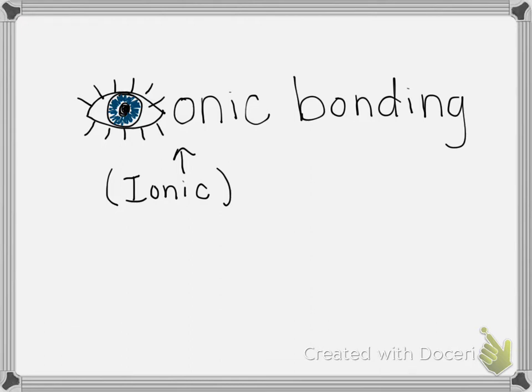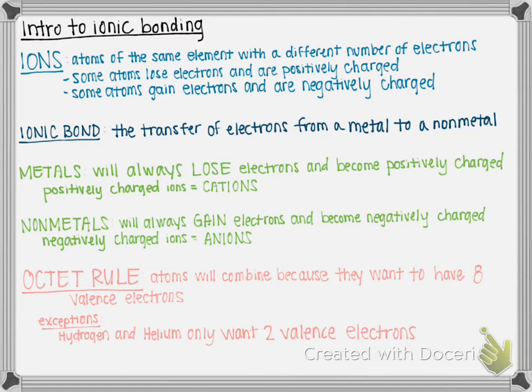Alright, this is going to be on ionic bonding, and there are a handful of definitions that you need to get down first. So first of all, an ion. Ions are atoms of the same element with a different number of electrons. We've talked about isotopes, which are atoms of the same element with a different number of neutrons. Now we're dealing with ions, so we're talking about a different number of electrons. Some atoms lose electrons and are positively charged. And some atoms gain electrons and are negatively charged, and they have special names.